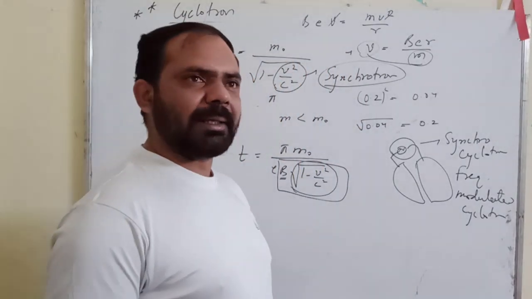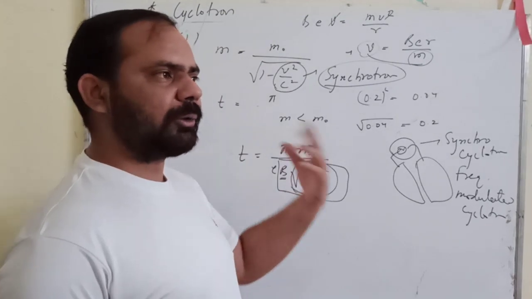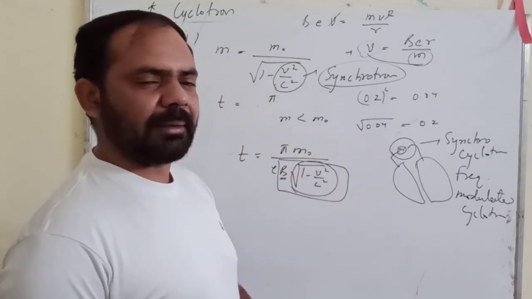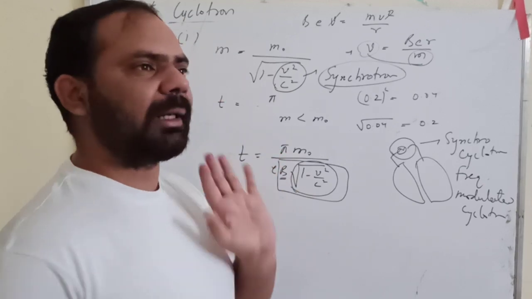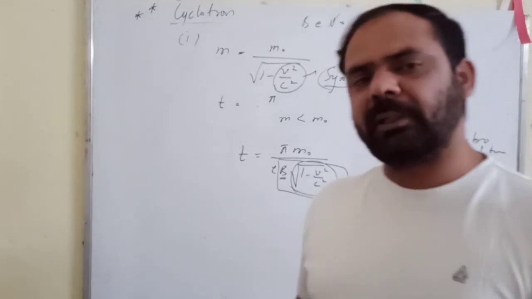And one last thing is that this cyclotron cannot be used to energize light particles like electrons. It can be used to energize heavy particles only, like protons or alpha particles.